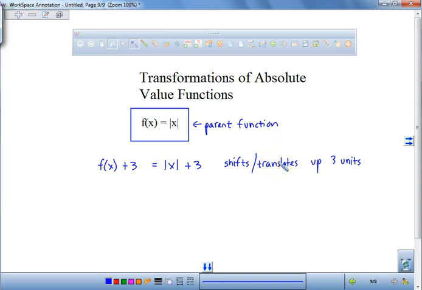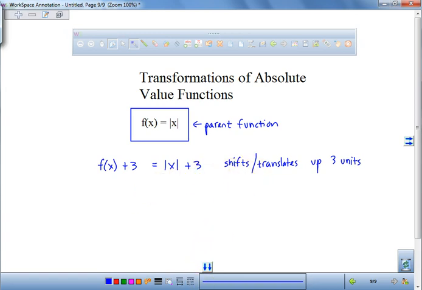Now, if Samuel L. Jackson was the math teacher here, he would probably call that a mother function. All right, but we call this the parent function for all absolute value functions. Did I just say that? Yes, I did, didn't I? Oh well, nobody's going to listen to this anyway, so here we go.